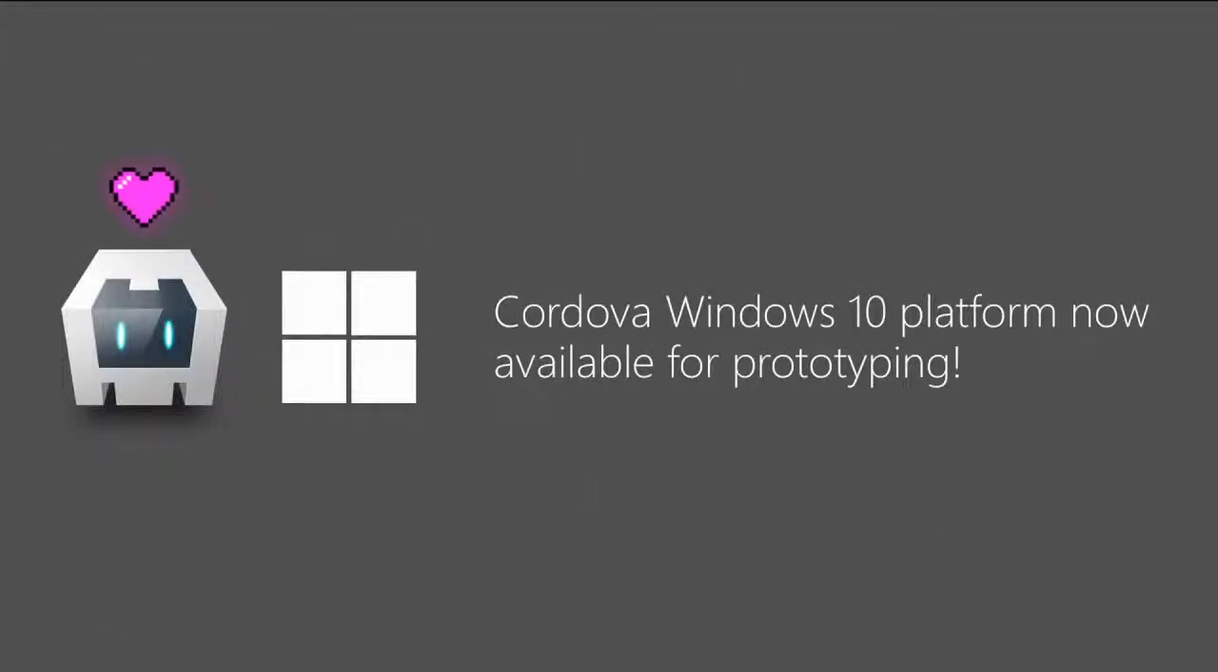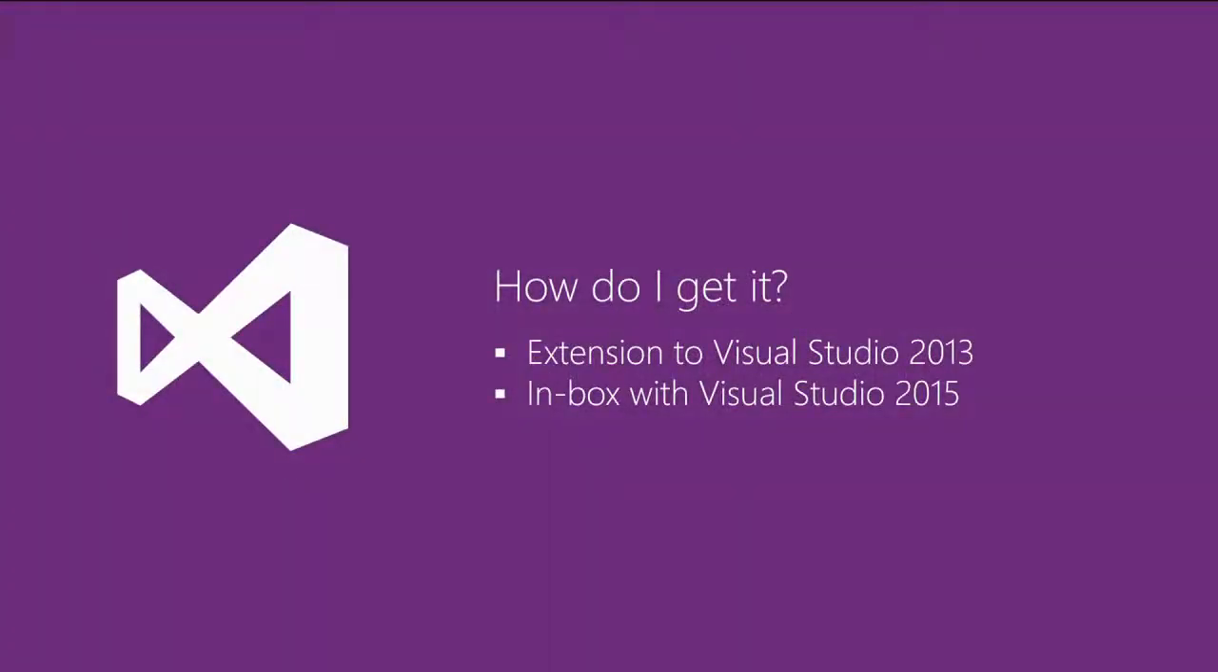All right. That Windows 10 platform is available for prototyping today. We just released it a week ago. I'm going to show it to you today. And for the RTM version of it, you can expect that along with Windows RTM in the summer. To get all of these tools is super easy. It comes with Visual Studio 2015 RC. Or if you're still on Visual Studio 2013, you can download an extension. Both of them are available on the Visual Studio webpage.